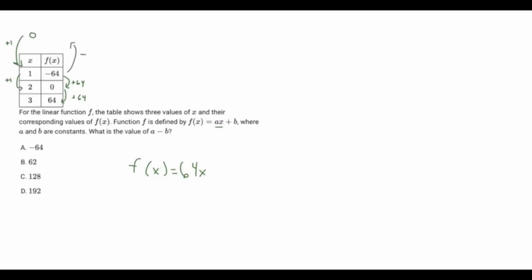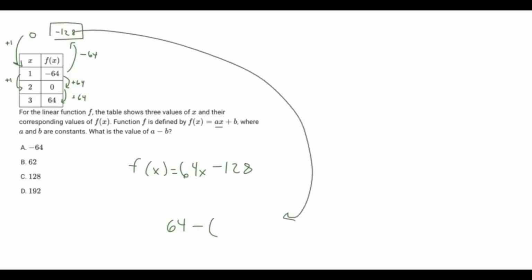And so here, minus 64, we'll get a value of negative 128. And so our y-intercept would be negative 128. So you could write this as plus negative 128, but it's the same thing. So it says, what is the value of a minus b? So our a value is 64, all right? And it's subtracting the b value. The b value is negative 128, all right? So if you subtract a negative number, we're essentially adding it. And so 64 plus 128 is just 192, so that's our final answer.